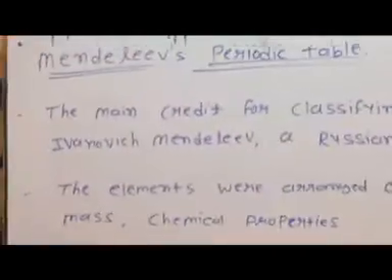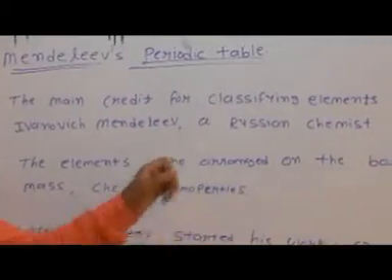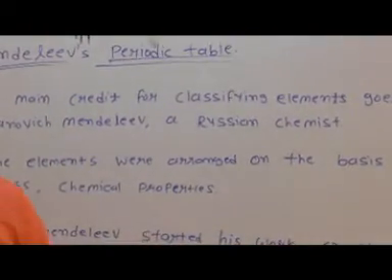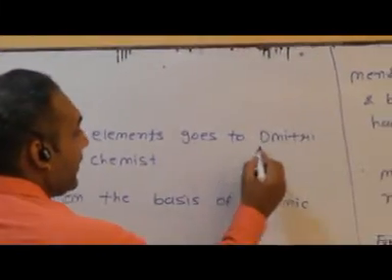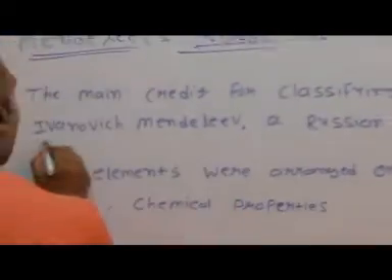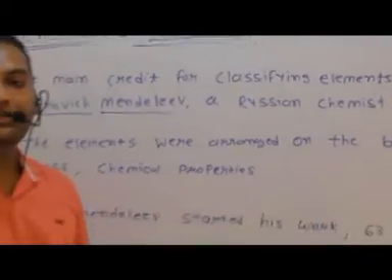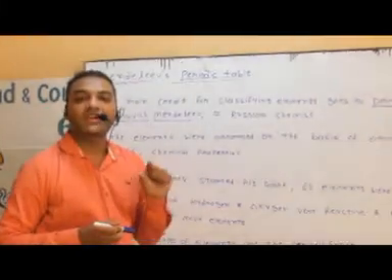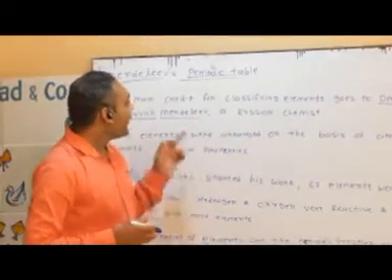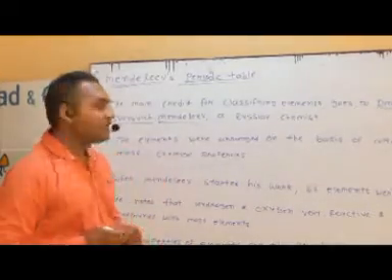The main credit for classifying elements goes to Dmitry Ivanovich Mendeleev, a Russian chemist. The Russian chemist's name is very difficult. Dmitry Ivanovich Mendeleev. It is important for 1 mark because the name is very difficult. He classified the elements and gave their basic properties.